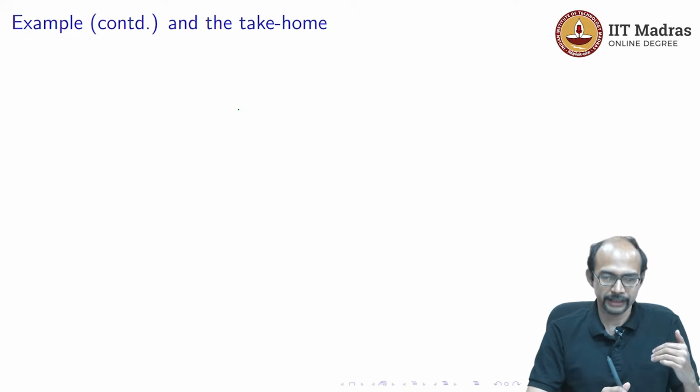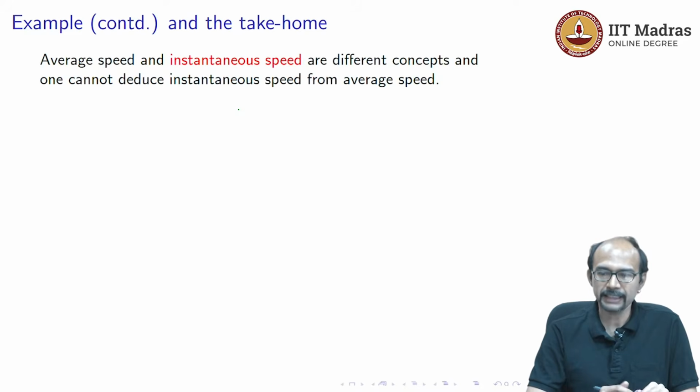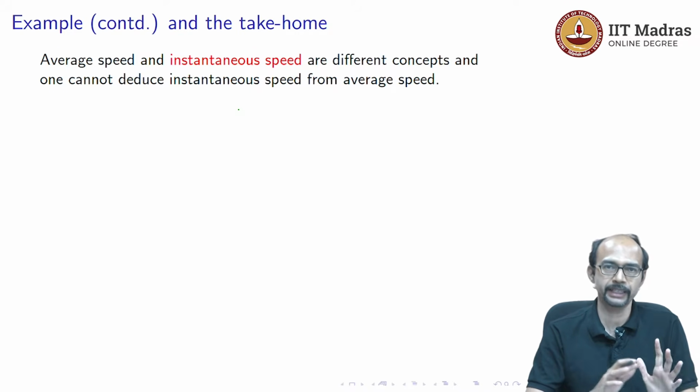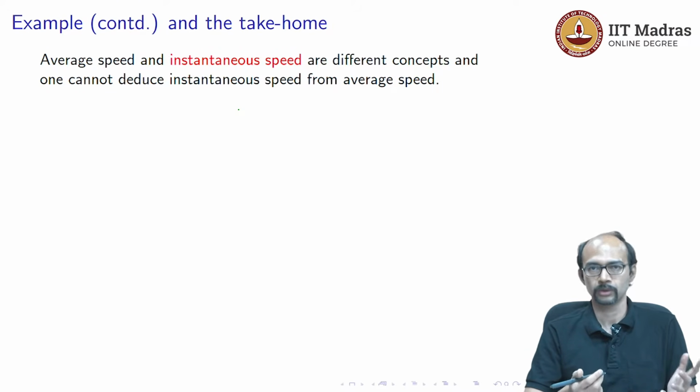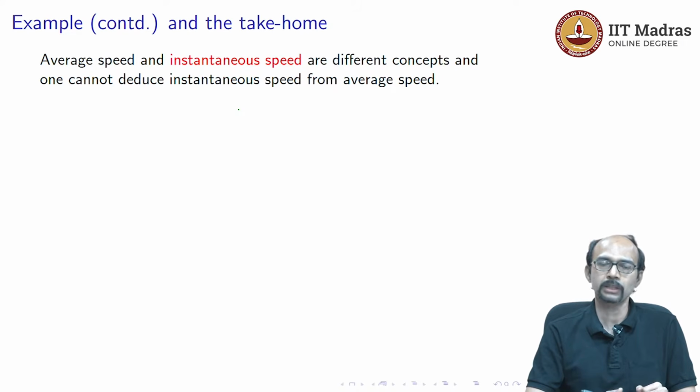So, the take home from this example is that the average speed and instantaneous speed are different concepts, and one cannot deduce the instantaneous speed from the average speed. You may be able to give some heuristic, but remember it is only a heuristic. The average speed and the instantaneous speed are totally different concepts. So, for the instantaneous speed, how do we get that? Well, we really have no way of getting that from the information given.